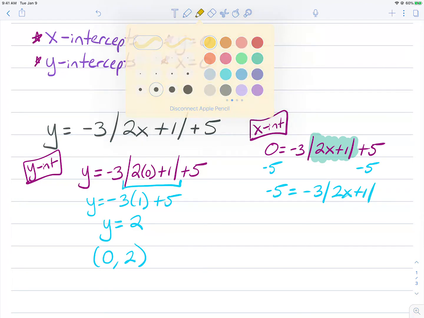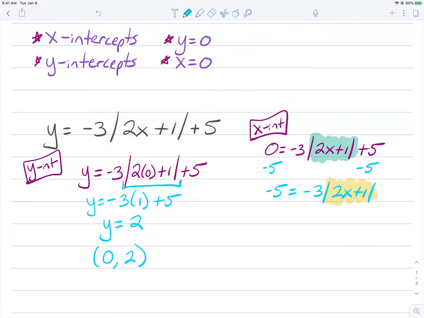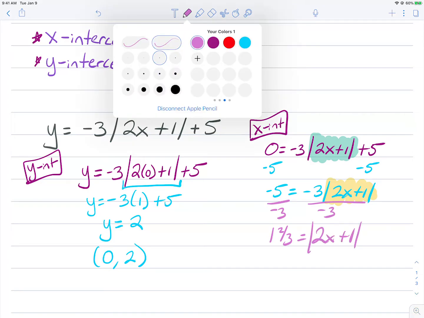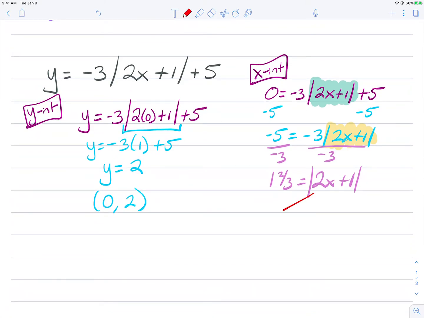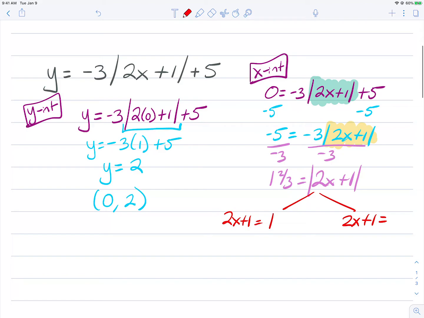And still my absolute value is not by itself. So to finish this, I need to divide both sides by -3. And I get positive 5/3, also known as 1 2/3, equals the absolute value of 2x plus 1. Now at this stage, remember, we break it up into two equations. So 2x plus 1 equals either the positive 1 2/3 or the negative 1 2/3.